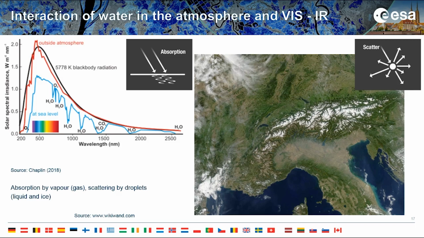This is the interaction of water in the atmosphere and the visible infrared. So absorption can be caused by vapor, gas, or scattering by droplets, so liquid and ice.